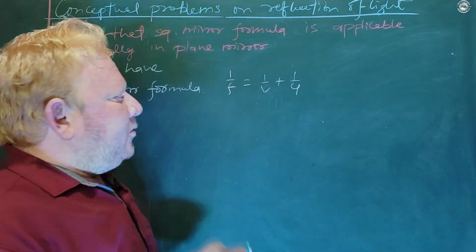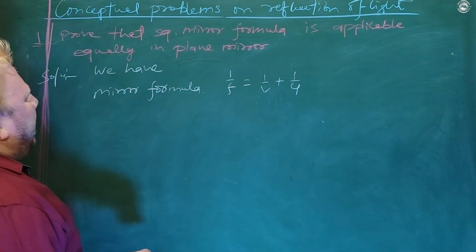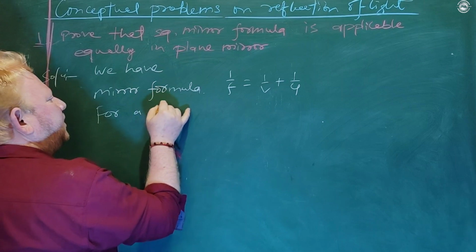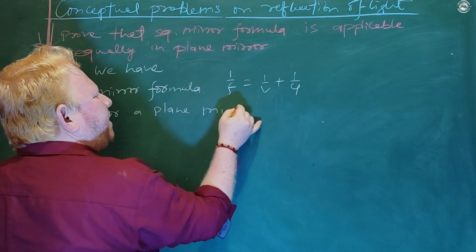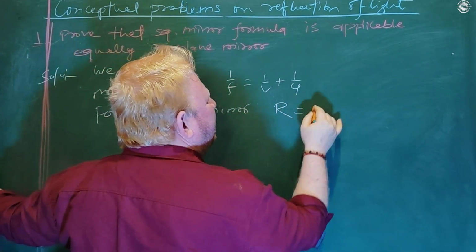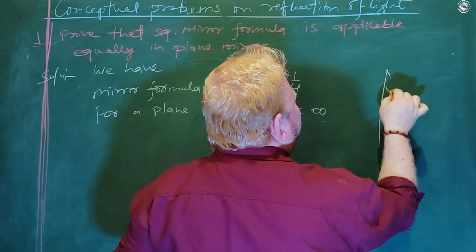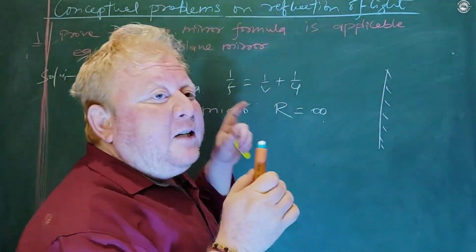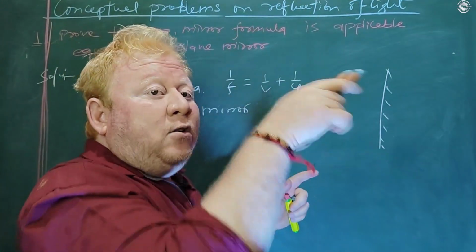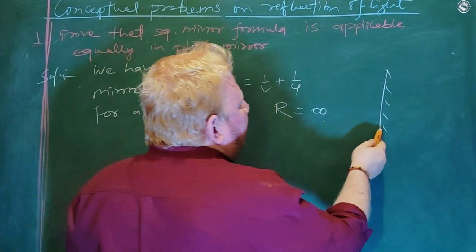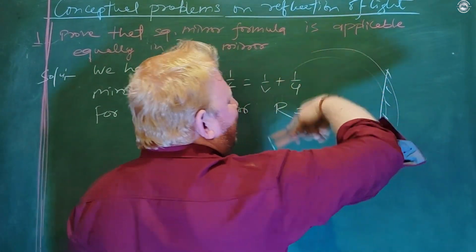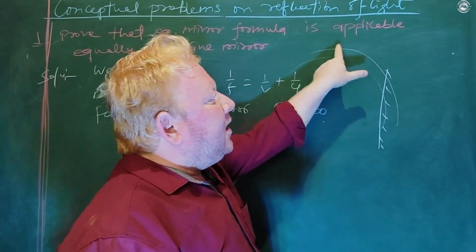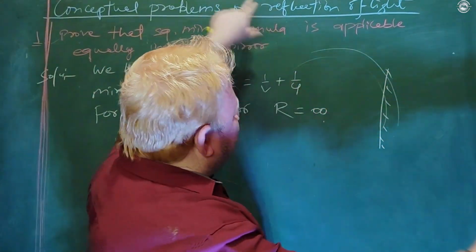So what should be your approach? See, for a plane mirror, r, the radius of curvature, is equal to infinity. Why? Because if this is the plane mirror, what do you mean by radius of curvature? The radius of that hollow sphere of which the mirror forms a part. Do you think it is a part of a curve? If it is, then the radius will be infinite.